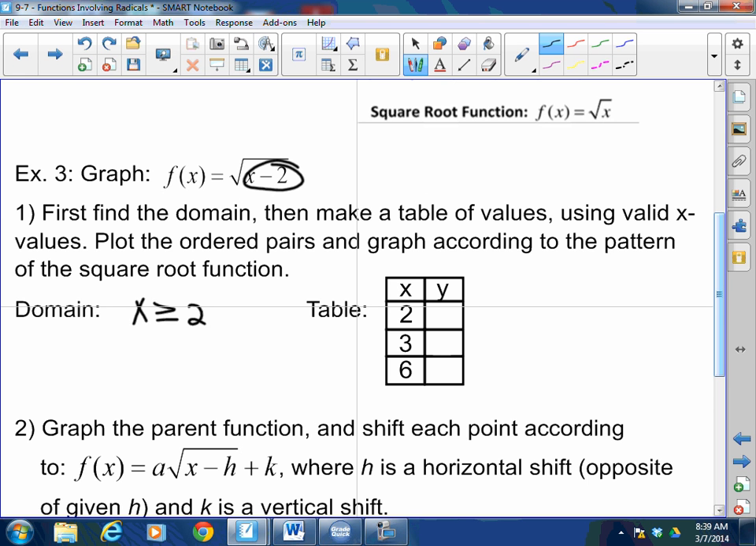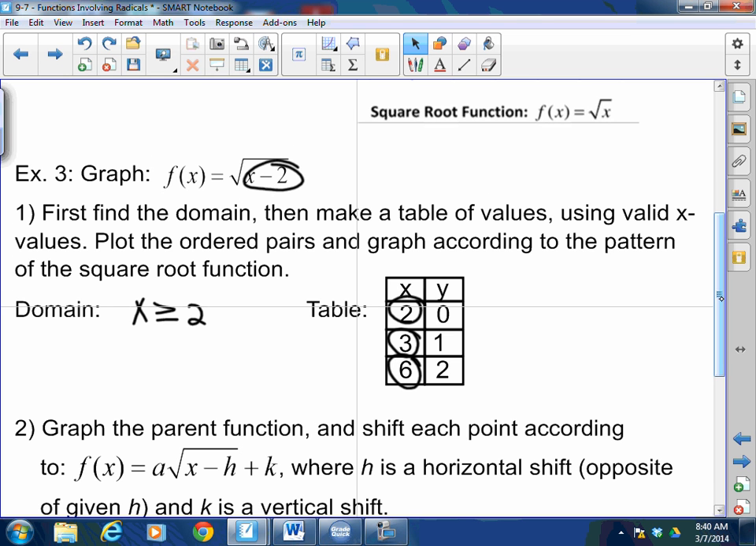So what am I going to choose? Values of x that are greater than or equal to 2. When x is 2, y is 0. When x is 3, y is 1. When x is 6, y is 2. I chose x values that are going to give me perfect squares so I could just graph it. Very simple. You make the table, graph the points, you're done.